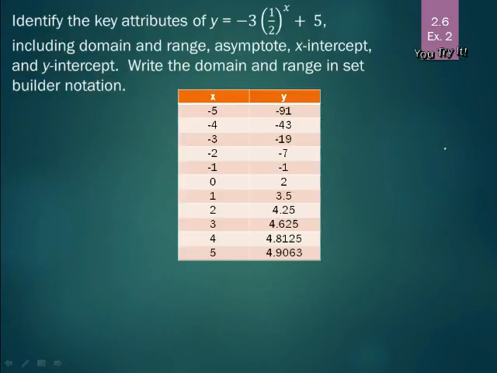Identify the key attributes of y equals negative 3 times (1/2)^x plus 5, including domain and range, asymptote, x-intercept, and y-intercept. Write the domain and range in set builder notation.